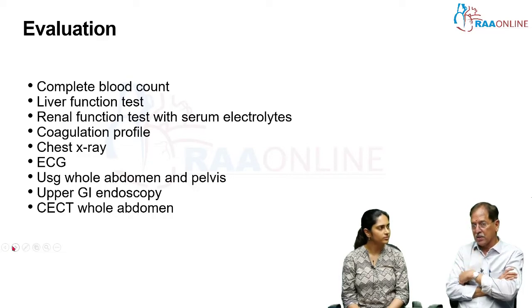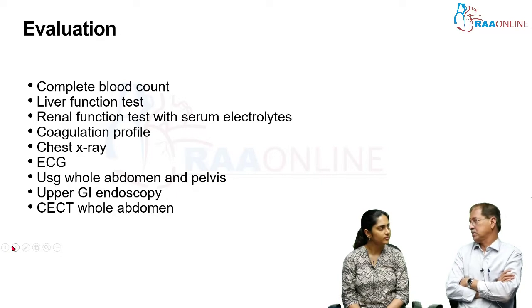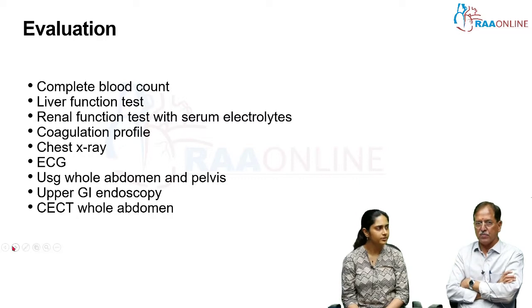What can a CT miss? It can miss a peritoneal metastasis. Small peritoneal metastasis can be missed by CT, not only CT, even PET CT. So what will be the ideal investigation in that case? Diagnostic laparoscopy. Diagnostic laparoscopy can pick up small peritoneal deposits.